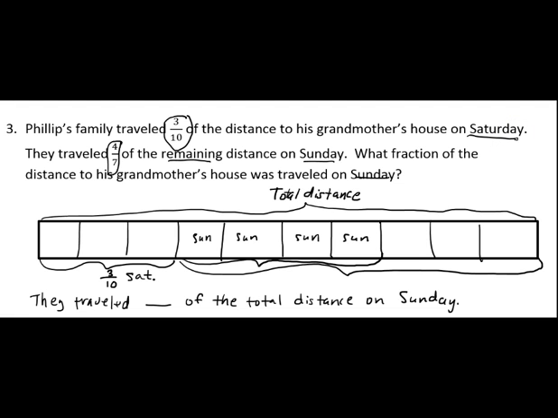The question is, what fraction of the whole was traveled on Sunday? Well, 4 pieces out of the 10 that make up the whole were traveled on Sunday. So they traveled 4/10 of the total distance on Sunday, because those 4 pieces are 4 out of the 10.